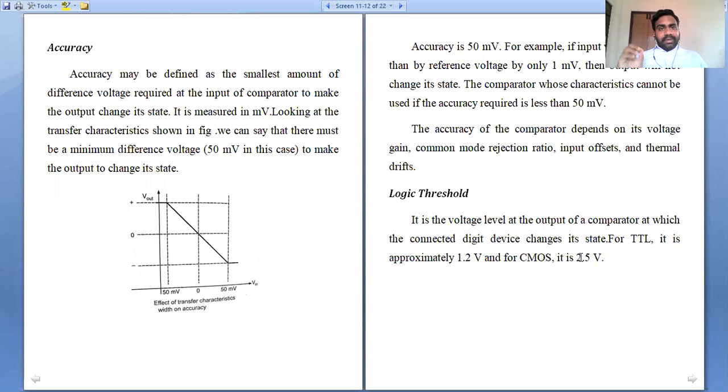Okay, what is the purpose of the logic threshold voltage? With the help of the logic threshold voltage, we can define the application of the operational amplifier in nonlinear applications, and we can also analyze the reference voltage with the help of this particular logic threshold voltage.